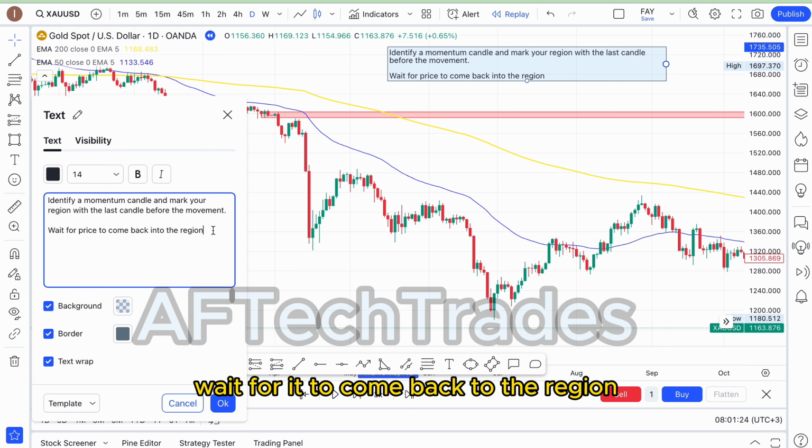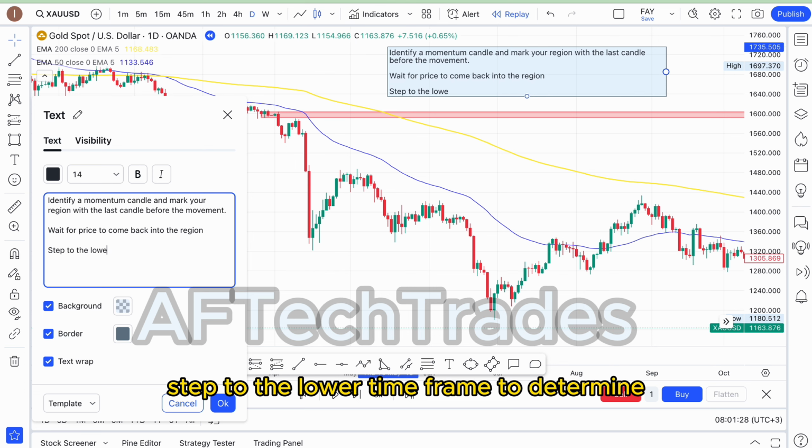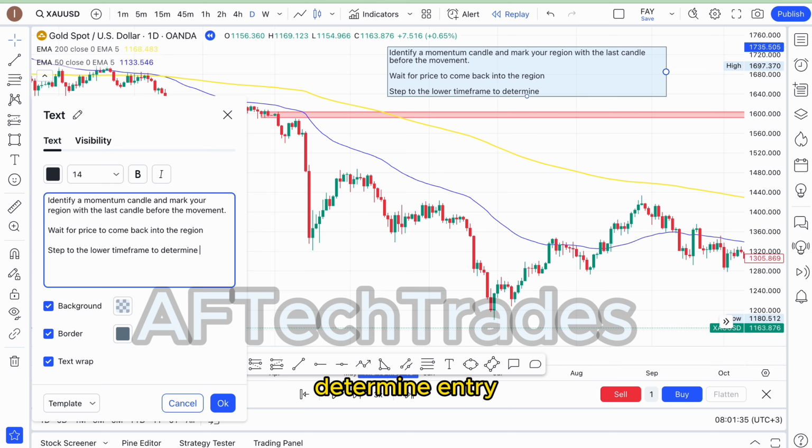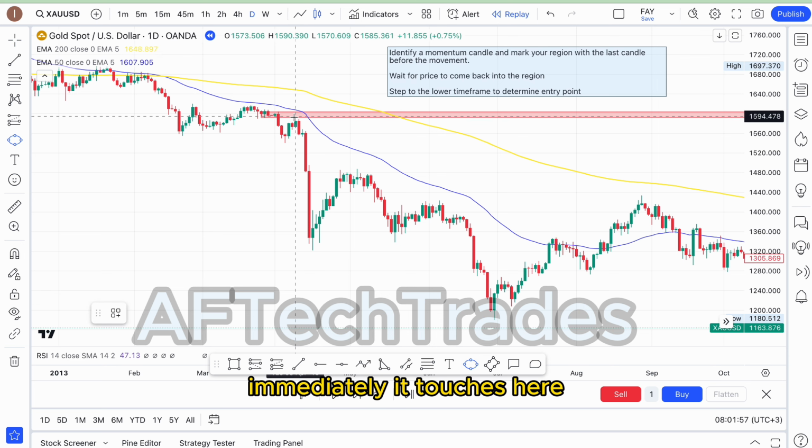Wait for it to come back to the region, then step to the lower time frame to determine entry point. Okay, then when you determine your entry, in this case we are in daily time frame, so you shift to the 4 hours time frame. Okay, and this is the candle. This green candle is actually the candle that you will use for this exercise. Immediately it touches here.